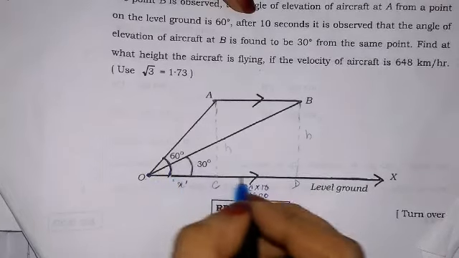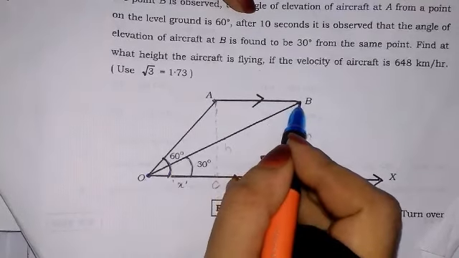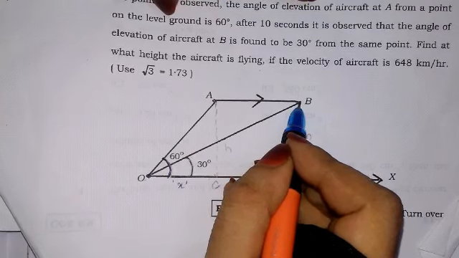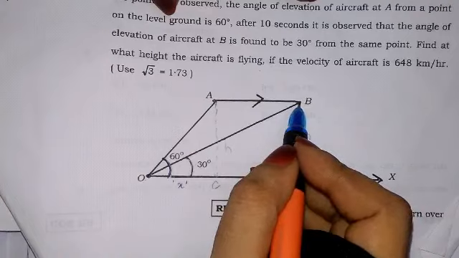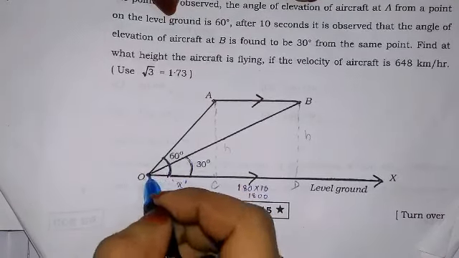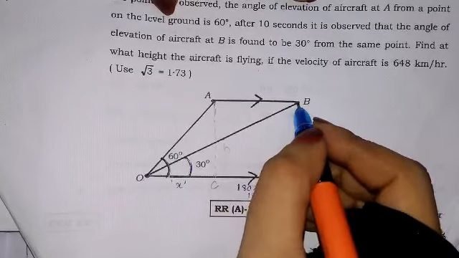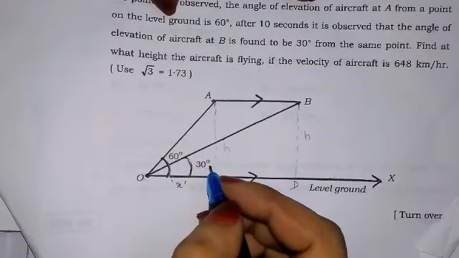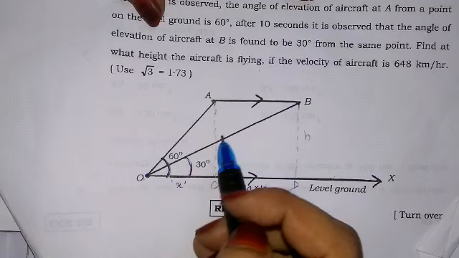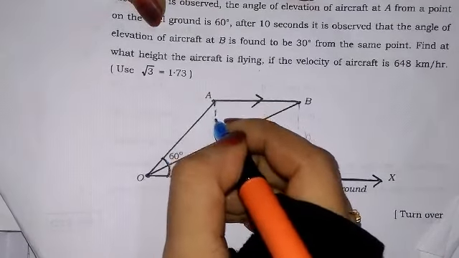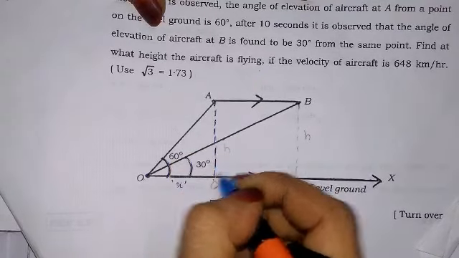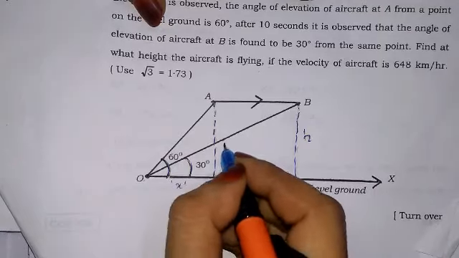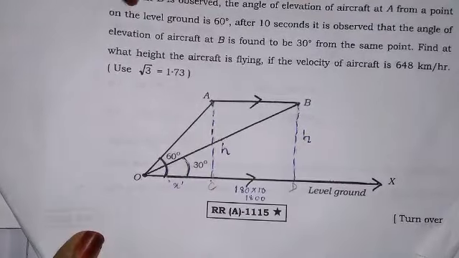And after 10 seconds, it is observed that the angle of elevation of the aircraft at B is found to be 30 degrees. From the same point, the angle of elevation of the aircraft was found to be 60 degrees. Find at what height the aircraft is flying. Here they didn't mention the height, we have to find what height. The height is the same, so at what height the aircraft is flying, we have to find out.